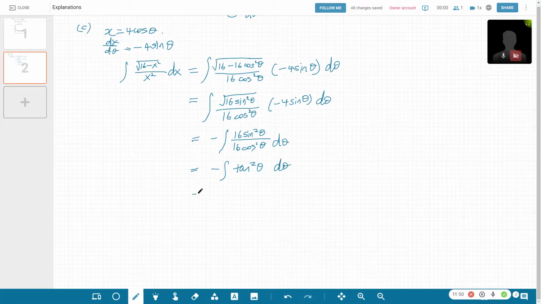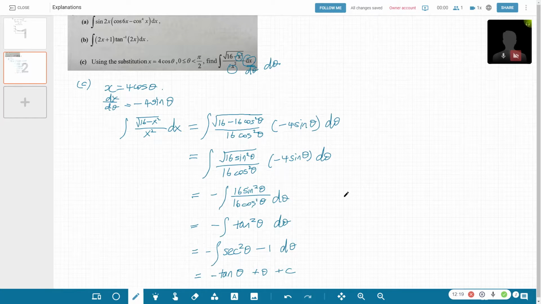Okay, you can't integrate tangent square directly, so you always need to convert to secant square. Okay, 1 plus tangent square theta is going to be secant square theta. So when you integrate secant square, it's just tangent. Okay, differentiate tangent is secant square. Negative tangent theta plus theta plus c. But don't end here. Okay, because this is an integration. It's not a definite integral. It's in terms of x, so we need to have our final answer in terms of x.